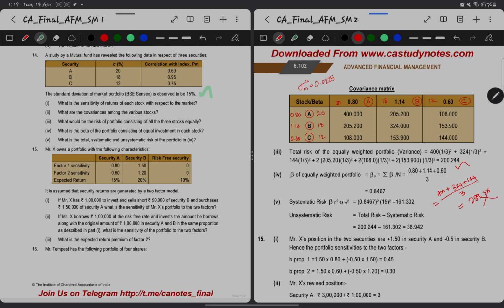If we take the weighted average risk of the portfolio, it is giving me more risk, but actually because of diversification, our unsystematic risk portion will get reduced. So compared to the weighted average risk, our risk of portfolio is 200.244. So the reduction in risk is mainly because of diversification.